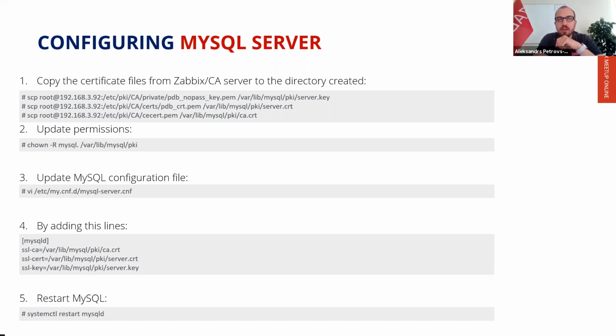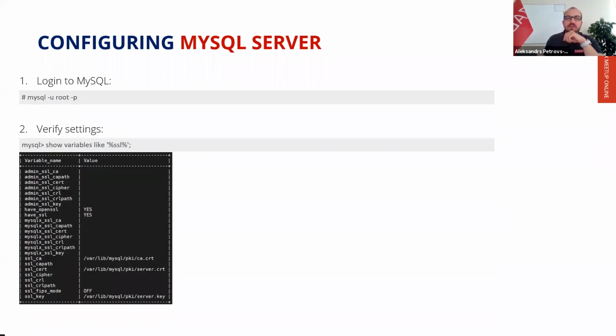Then we update the permissions to allow the MySQL to actually read the files, and then we will need to update the MySQL configuration file so MySQL knows where those files are located, and then we restart the MySQL to make changes live. So MySQL again knows about those files and actually includes them in its configuration. After which we can log into MySQL and show variables like SSL to actually see if the SSL authentication is enabled. And as you can see, we do have it enabled, have OpenSSL yes, have SSL yes, and we see the paths that are actually used by MySQL to get those files.